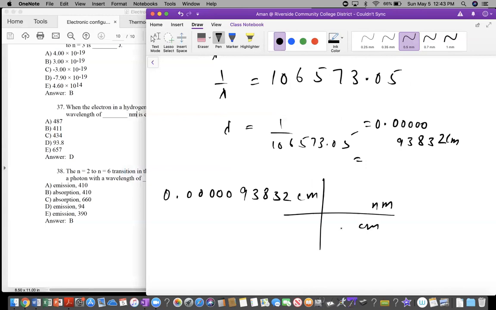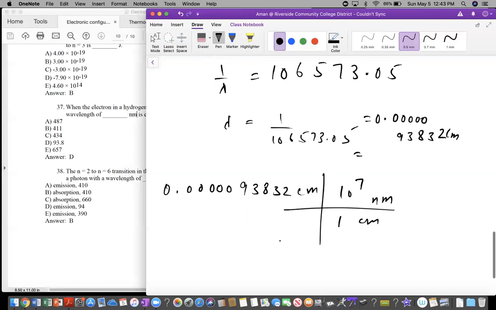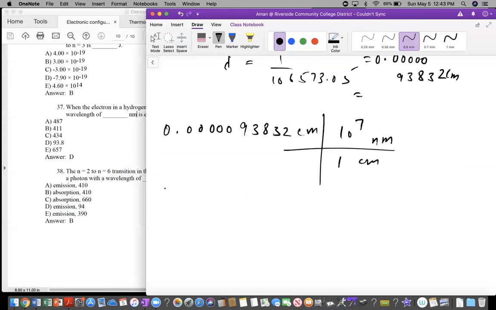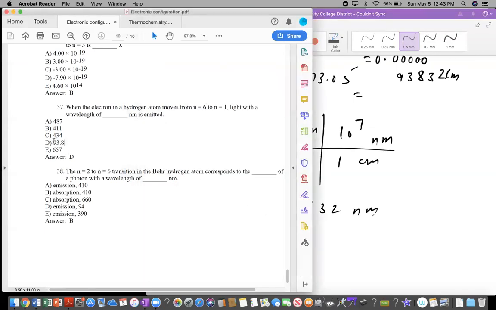Which one is a bigger unit? Centimeters. This guy gets 1. Centi is 10 to the power of -2, nano is 10 to the power of -9. So the gap is 7, right? That means you're going to move this decimal to the right 7 times. 1, 2, 3, 4, 5, 6, and 7. So the answer should be 93.832 nanometers. And the answer is actually 93.8.